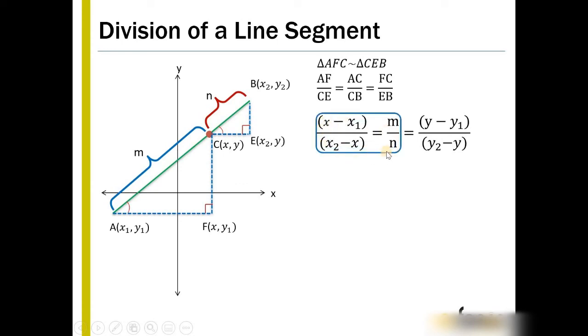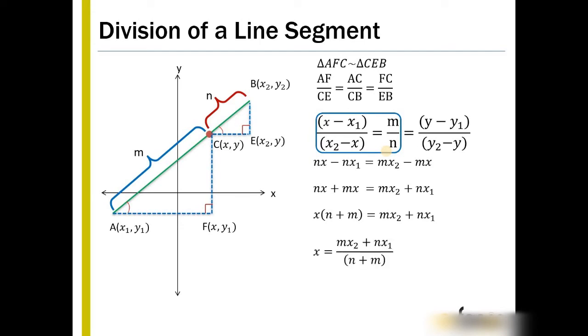If we multiply by the denominators, we get nx minus nx1 equals mx2 minus mx. If we get all the x's on the left and everything else on the right, we get nx plus mx equals mx2 plus nx1. And factorise, x times (n plus m) equals mx2 plus nx1. So x equals (mx2 plus nx1) over (n plus m).